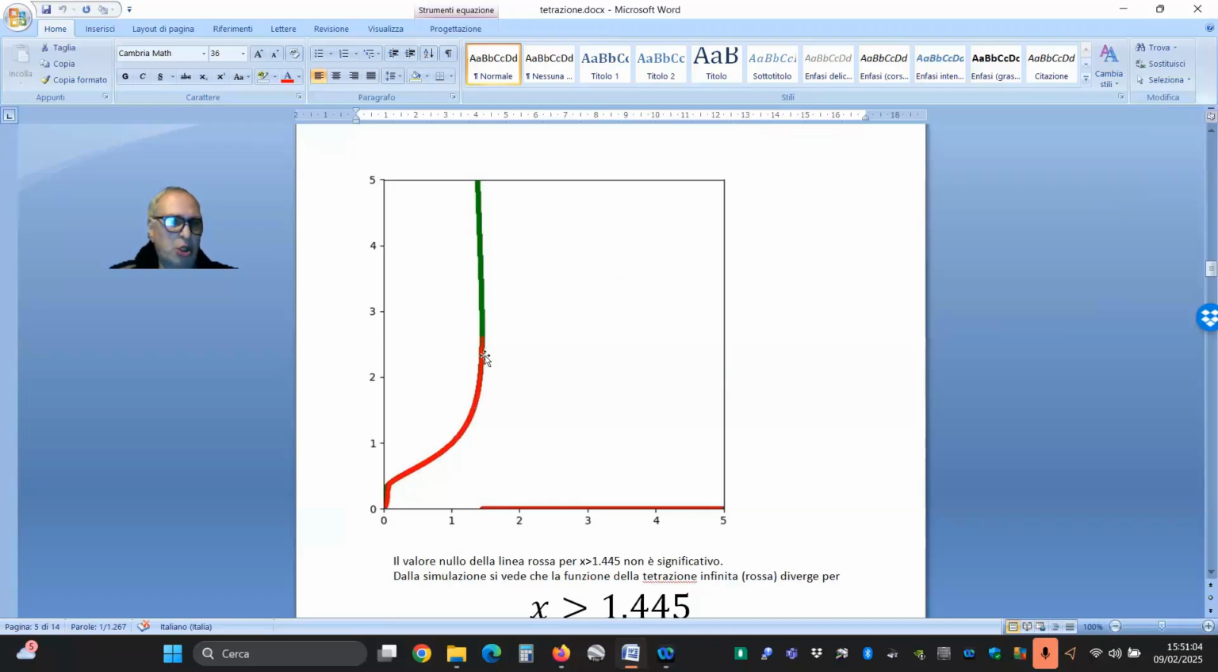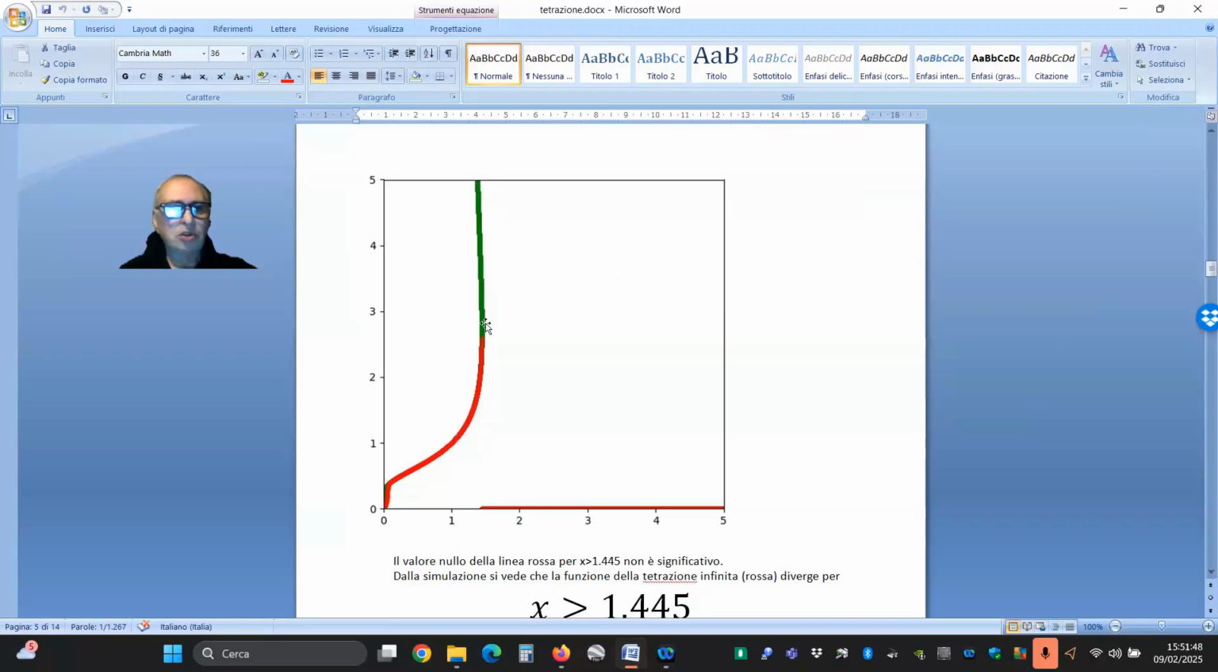We can already see, for example, confirmation of what I was telling you before. The function of infinite tetration, which is the red line, stops abruptly at a certain value of x that corresponds to that 1.445. I can see this from the program's execution, because the program's execution stops at that point and around a y value of approximately 2.7, 2.5, 2.6. I can estimate it better because the window allows me to identify the points. So this already gives me information about the behavior of the function.